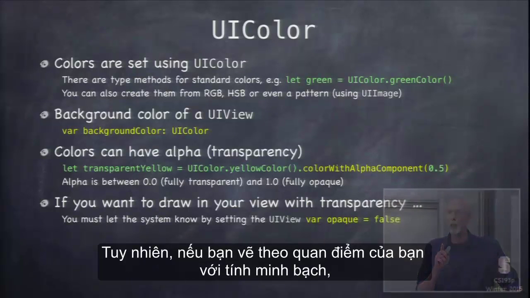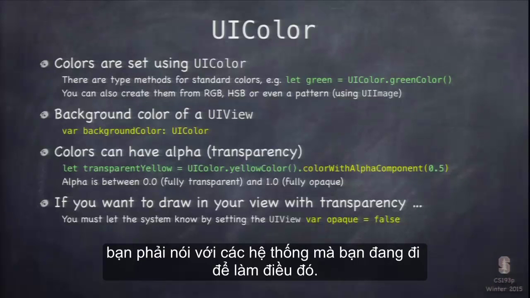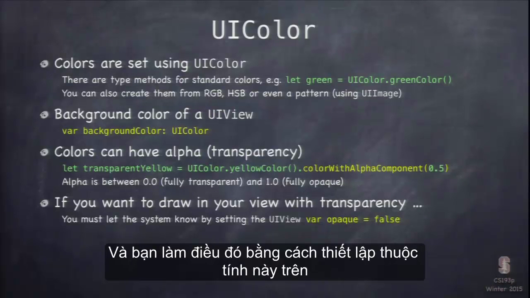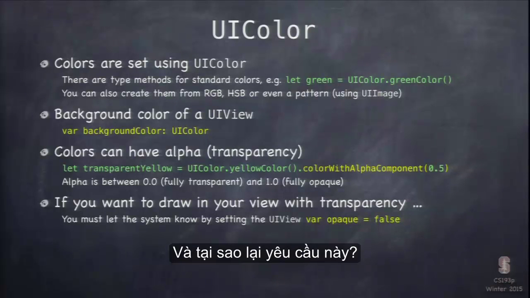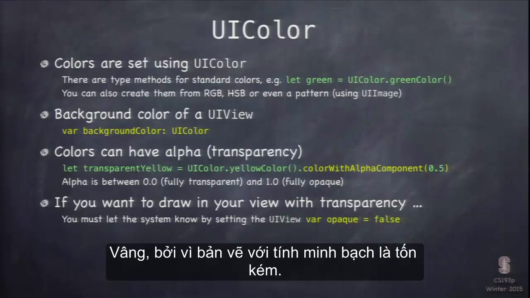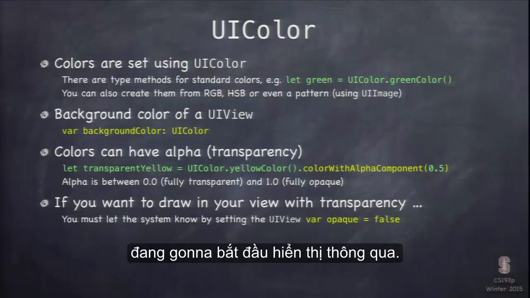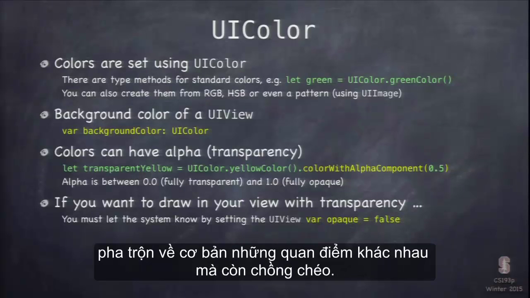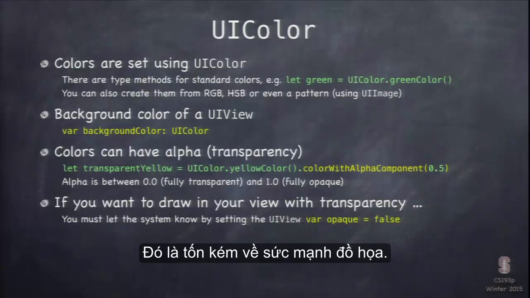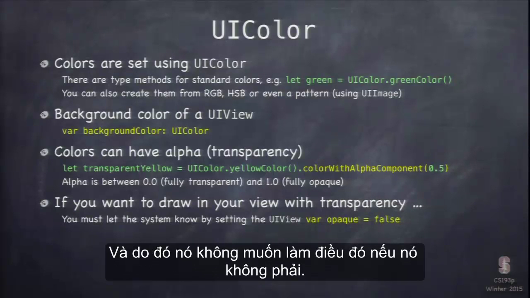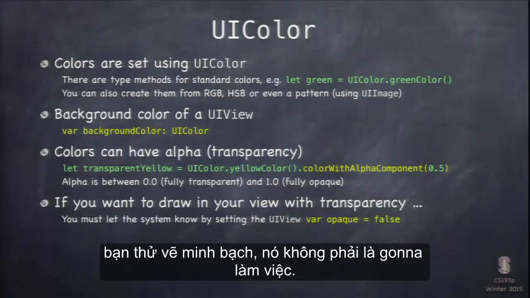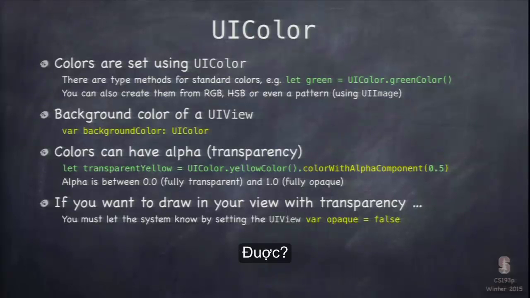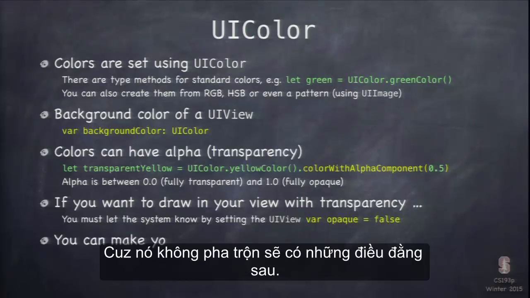However, if you draw in your view with transparency, you must tell the system that you are going to do that. And you do that by setting this property on your UIView called opaque to false. And why is this required? Well, because drawing with transparency is expensive, because the views behind you are going to start showing through, okay? So the system has to blend, basically, the different views that are overlapping. That's expensive in terms of graphics power, and so it doesn't want to do that if it doesn't have to, if it can just draw the bits. If you don't set this to false and you try drawing transparently, it's not going to work, okay? Because it's not going to blend with the things behind.